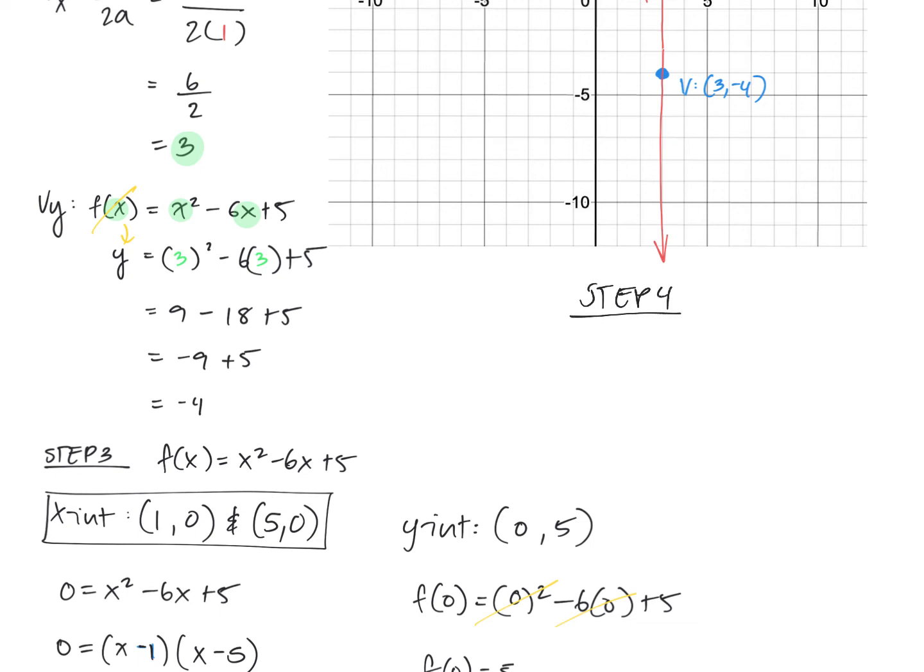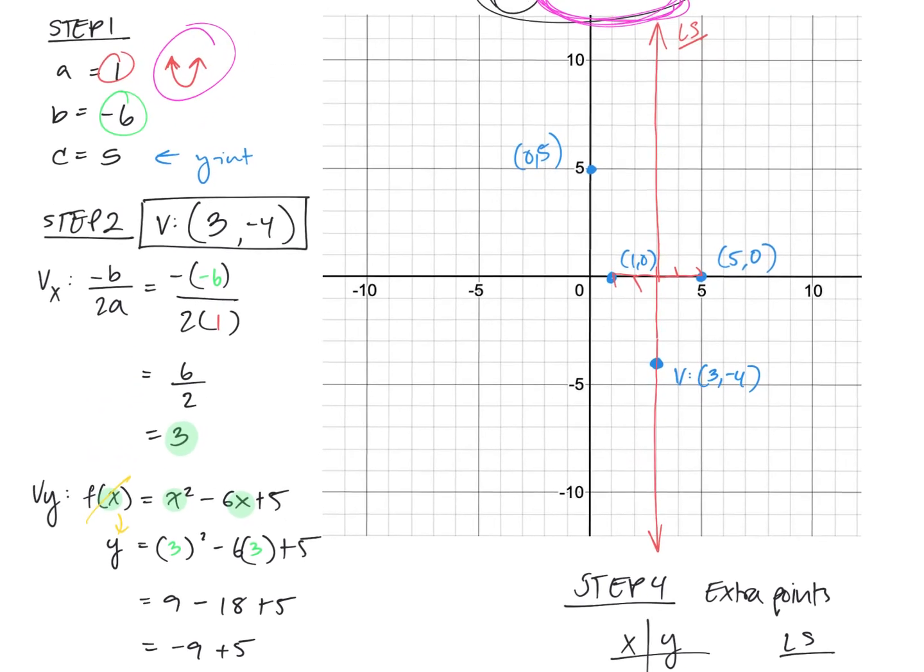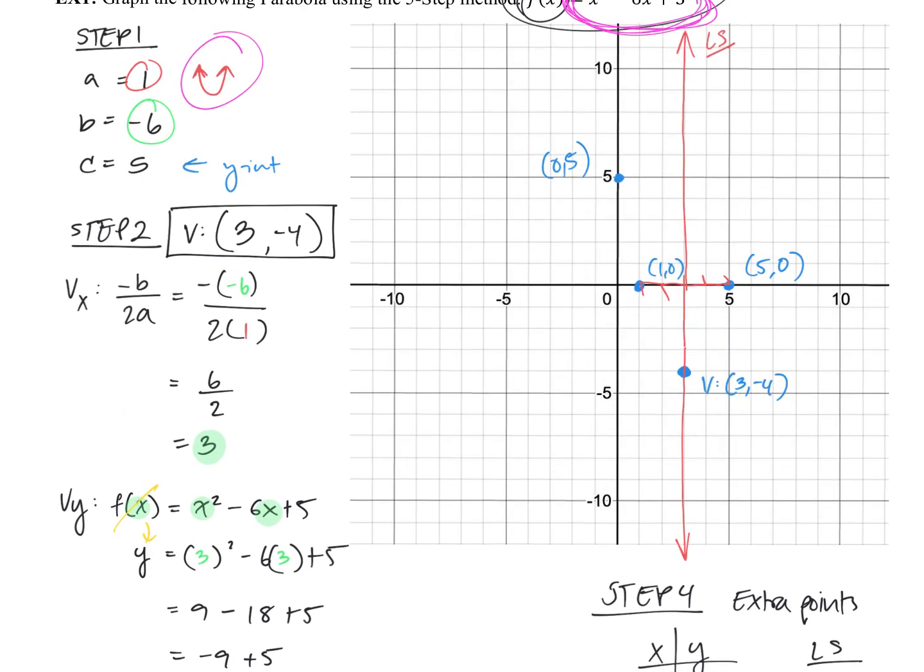Remember, step 4 is extra points. I can use the table of values to find extra points, or I could use the line of symmetry. Let's see, is it possible to use the line of symmetry? Well, these 2 points already have their matching side. But this point doesn't have a matching side, so I can use the line of symmetry to find it.